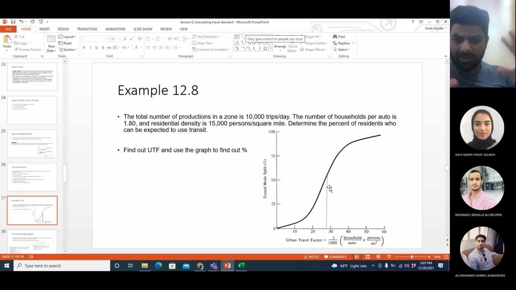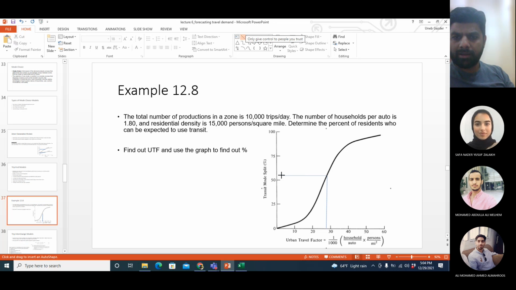You should have data from many areas, and then you can plot this curve using the urban travel factor and the transit mode split. So you should have calculated the urban travel factors for, let's say, 100, 200 different zones, and for each zone you should know the transit mode split. Then you can plot this curve. Obviously this requires a lot of data.